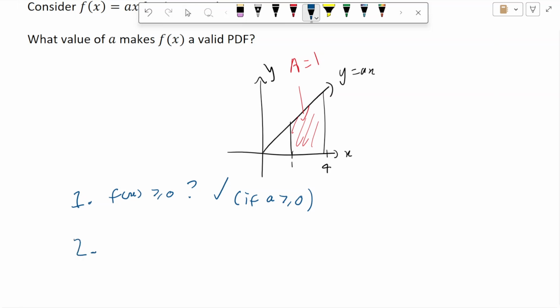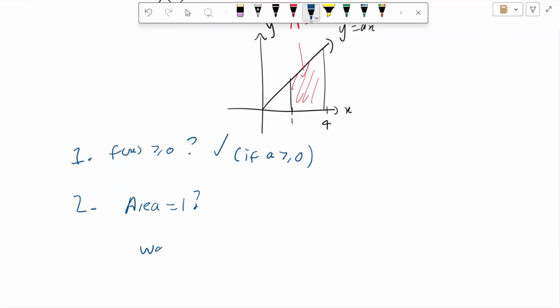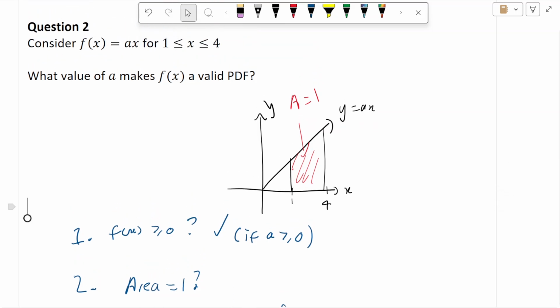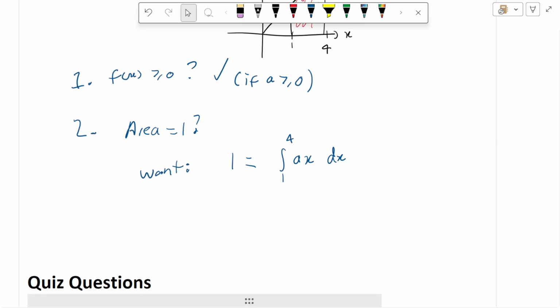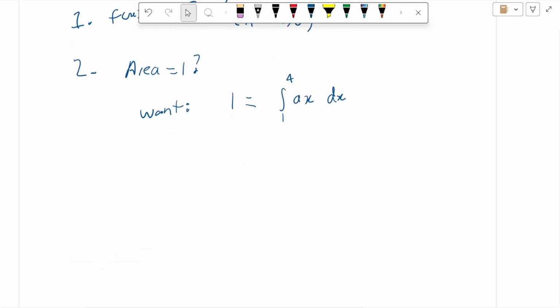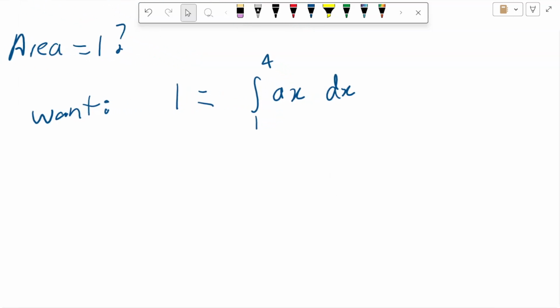For property 2, does the area equal 1? So what we want is for 1 to equal the integral of ax between 1 and 4. That's what we need. Okay, now you might be thinking you have to solve this by hand. Sometimes you absolutely do, so make sure you practice doing this one by hand. But I'll show you a cool little trick. a can come out the front of the integral. 1 to 4 of x. And now, this whole thing, we can just evaluate with a calculator.